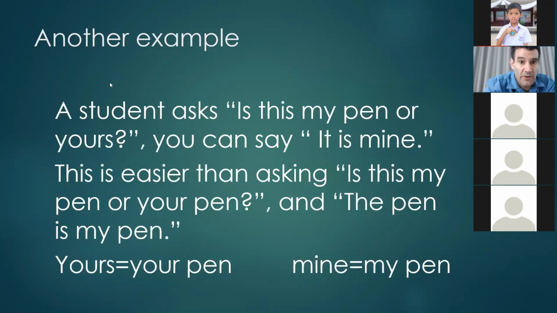Okay, so another example. A student can ask, is this my pen or yours? And you can say, it is mine. This is easier than asking, is this my pen or your pen? You can change your pen to yours. So your pen or yours, the same thing. The pen is mine. So yours is the same as your pen, and mine is the same as my pen.